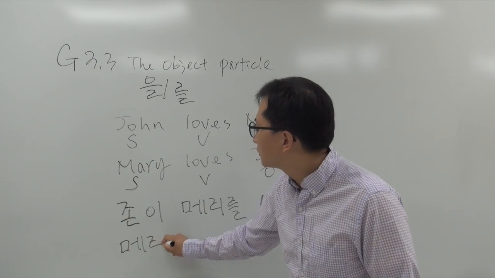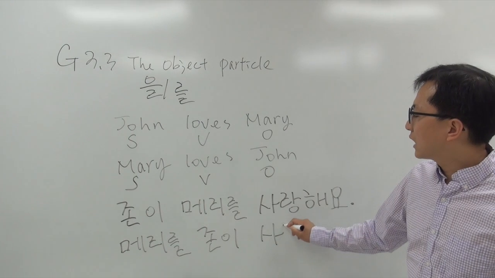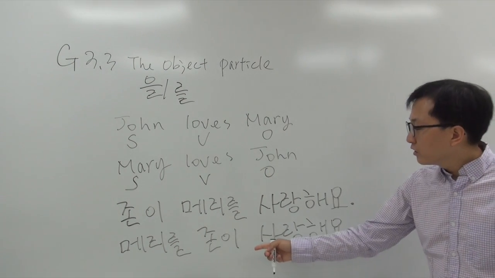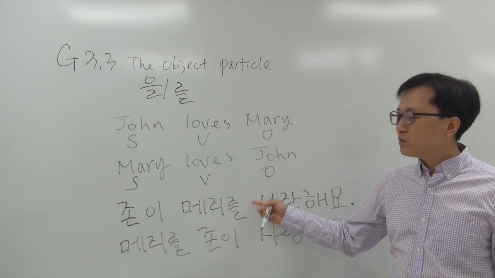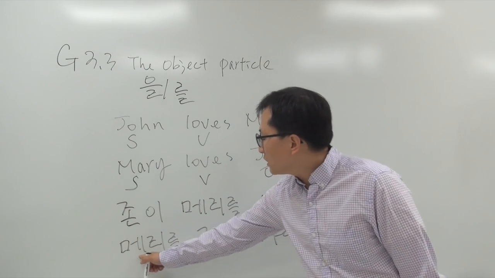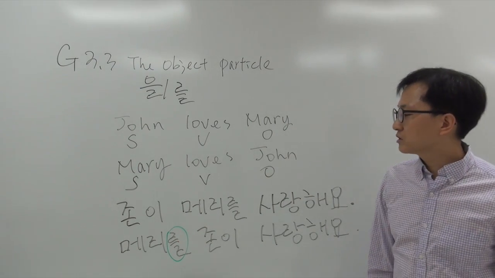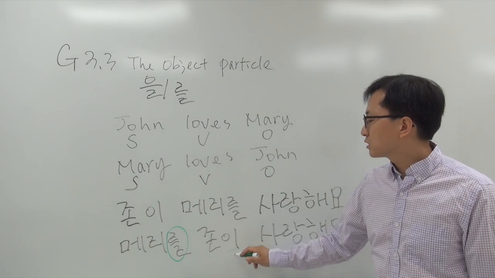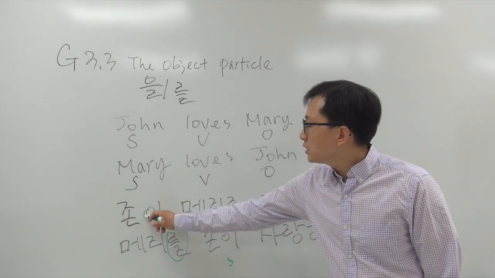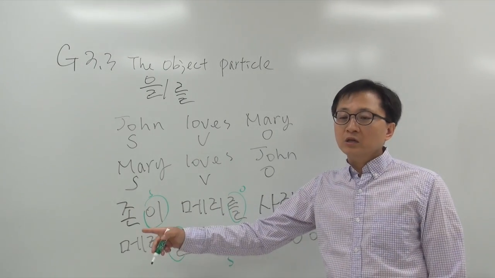메리를 존이 사랑해요. Actually, this sentence and this sentence, they mean the same thing. It's different from English sentences. Mary is marked by this 를. This is the object of this sentence, the object marker. 존이 is the subject particle. 사랑해요, the verb, is the same. 존이 the subject particle, Mary를 object particle. So Mary is marked as the object of this sentence.